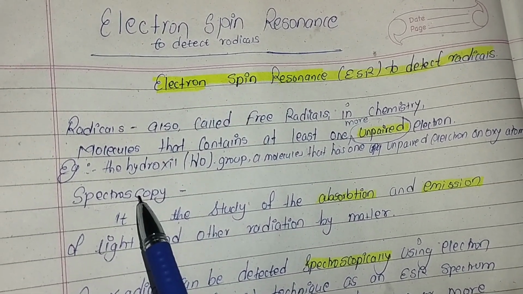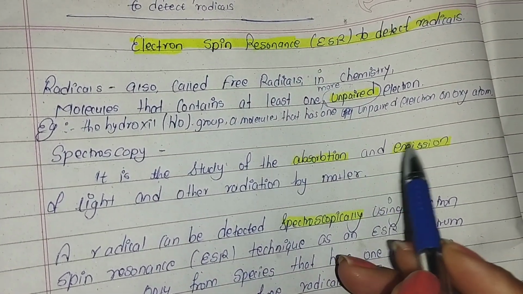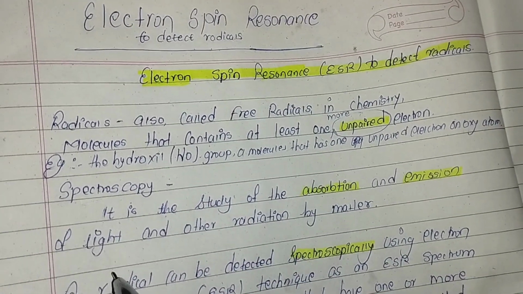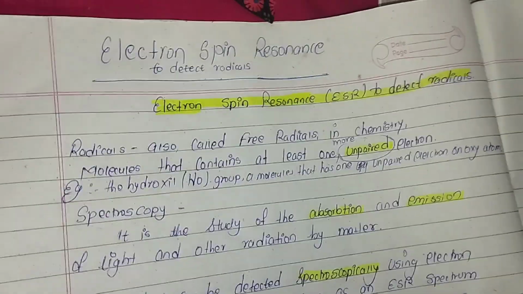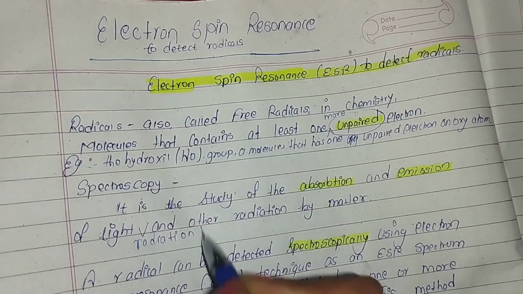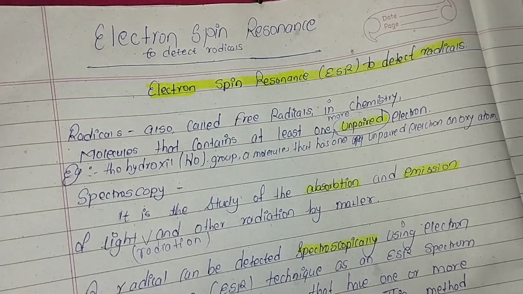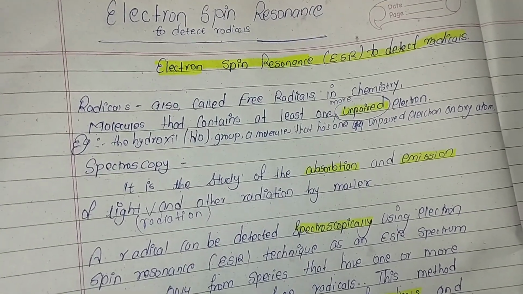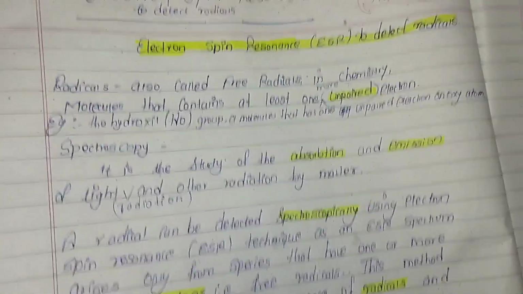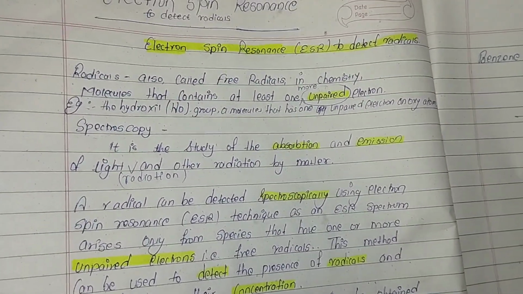Now let's start with the term spectroscopy. What is spectroscopy? It is the study of absorption and emission of light and other radiation by matter. You may also call it radiation. It involves the splitting of light into its constituent wavelengths. So that is spectroscopy.